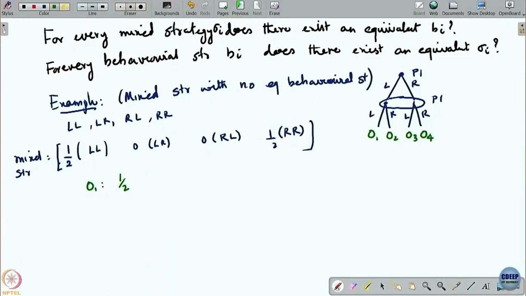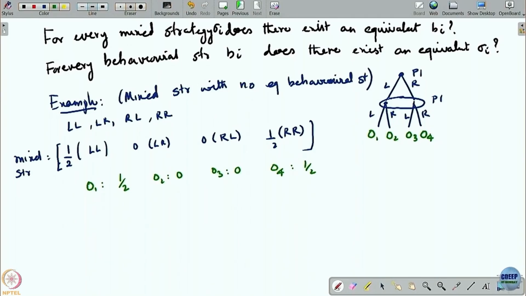What about O2? If you want to reach O2, it has to be L followed by R, and the probability of that happening is 0. So, O2 is 0. Similarly, O3 is 0, and O4 is half. This is the probability of reaching these nodes.